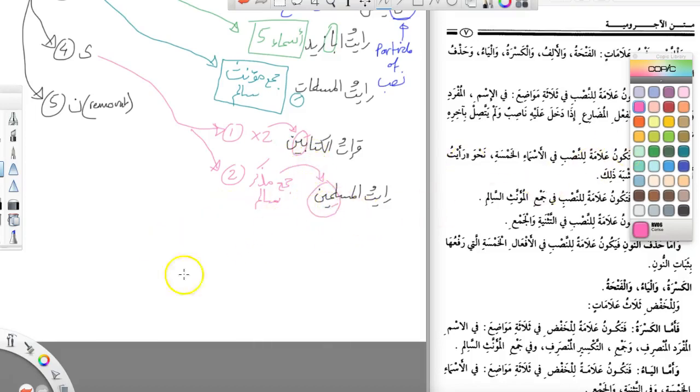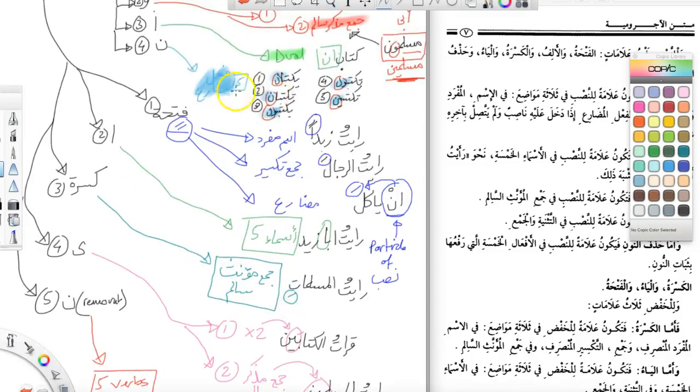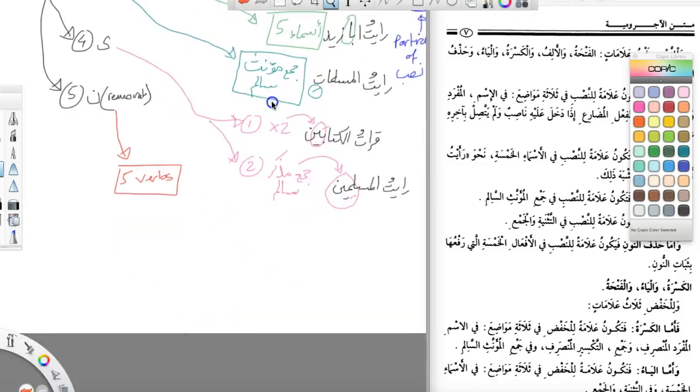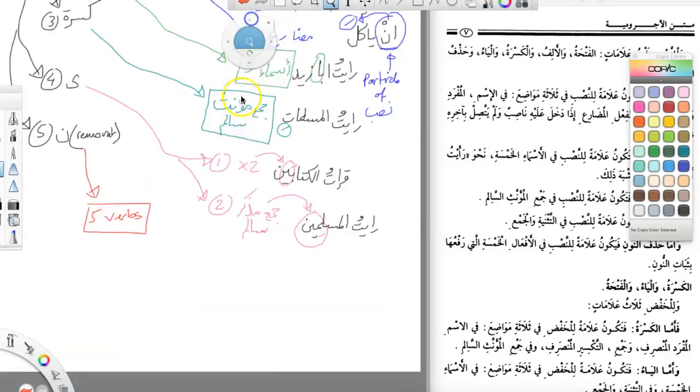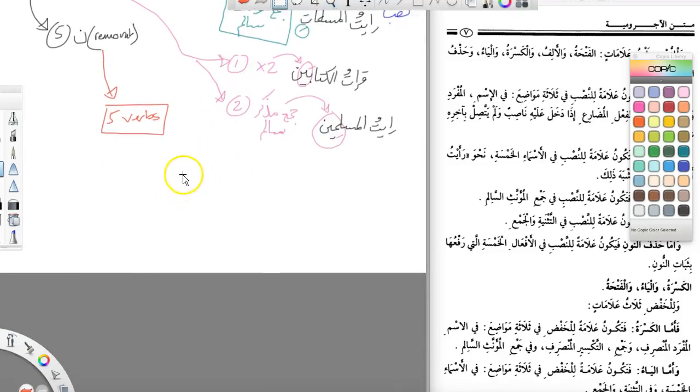Okay, and finally, the last part is the removal of noon. So the removal of noon, this is the nasb. Now this only applies to the five verbs. Remember the five verbs that we did above? Yaktubani, taktubani, yaktubuna, taktubuna, taktubina. So these five verbs, if I just take these and copy that, okay, done it. See, this is what you can do with technology. All right, so I've got that there. So these are the five verbs.